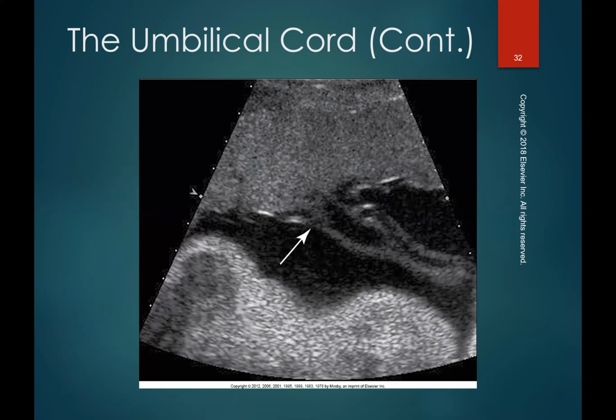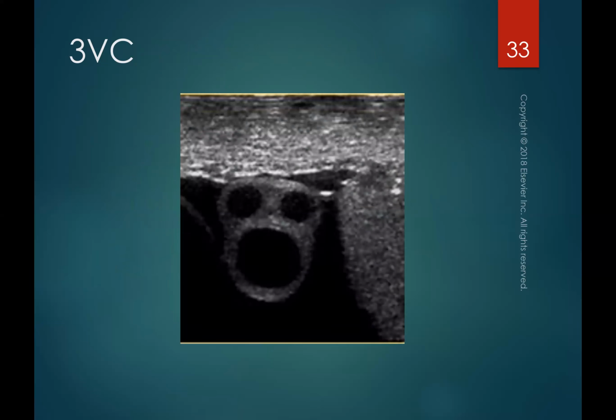This is where the cord goes into the placenta. This is the placental cord insert. And it looks like it's in the center, which is good. And this is the 3-vessel cord. It looks like a little Mickey Mouse sign. That's what I like to call it. And this is a transverse look at the umbilical cord. So you can see the 2 small circles are the umbilical arteries, and the big one is the umbilical vein.